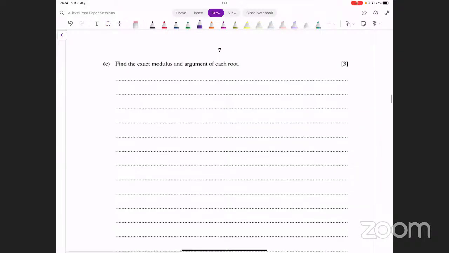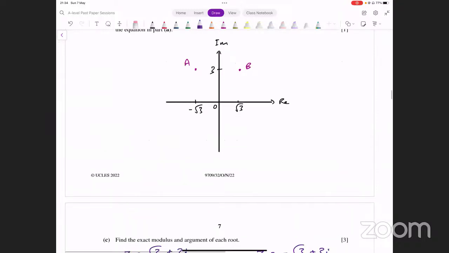Exact modulus and argument. Let me write down those two numbers here. One was square root of 3 plus 3i, and the other was minus square root of 3 plus 3i. Now, just by looking at the diagram, you can see they are at the same distance from the origin, right? तो distance दोनों का same ही होएगा. तो आप कोई भी एक निकाल लें, and that's going to be enough.